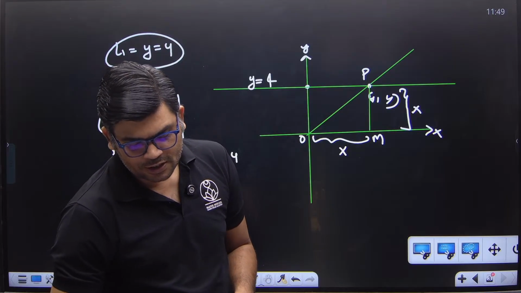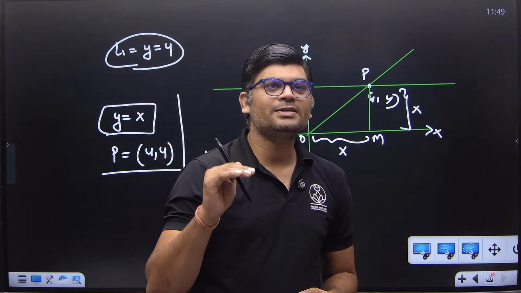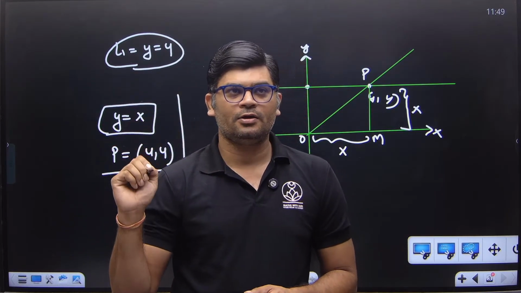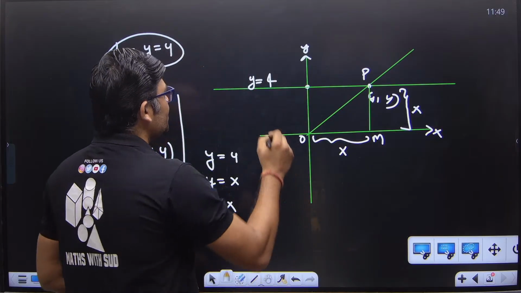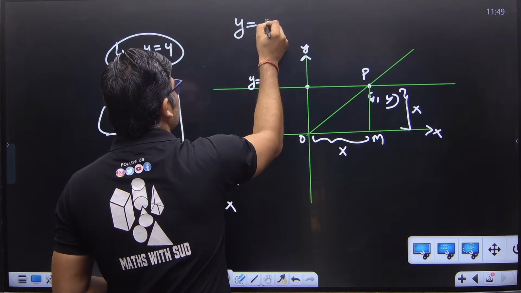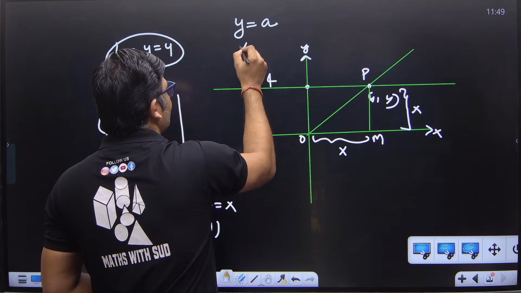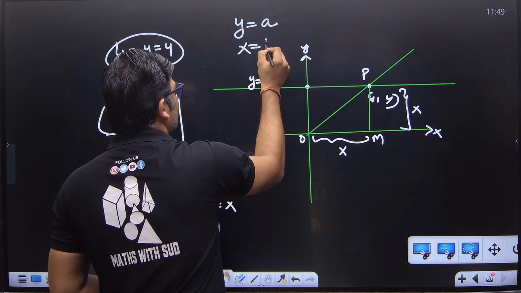Find the equation of a straight line parallel to x-axis. So parallel to x-axis means it is y is equal to a. Any line which is parallel to x-axis, please remember it is y is equal to a, and which is parallel to y-axis is x equal to b.